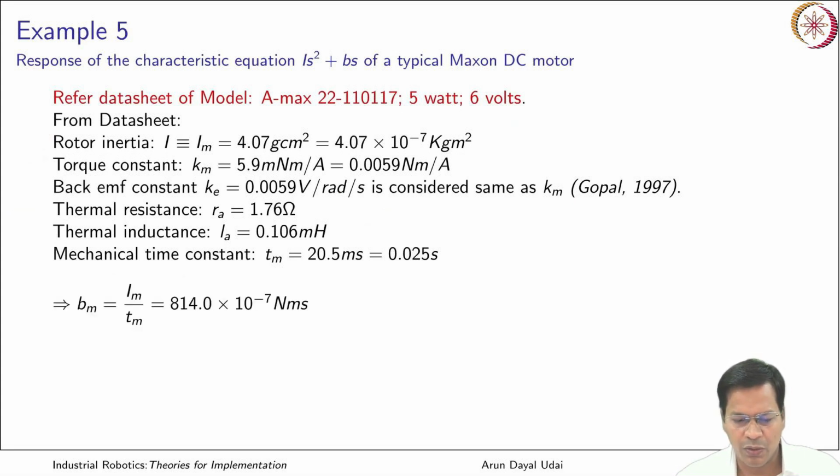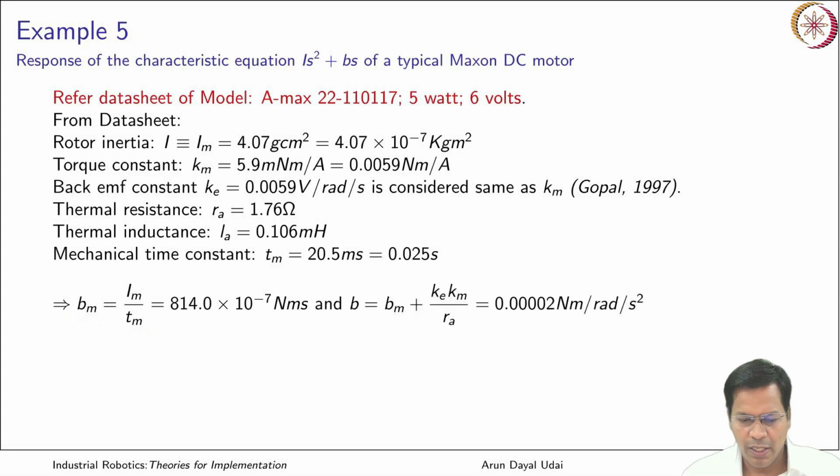So now let me use this. Bm is nothing but Im by the mechanical time constant, since time constant is I by B, you know that. So you can obtain Bm, the equivalent damping, and total B will be Bm plus Ke Km by Ra. That is what you have derived just now. So Ke and Km are here, and resistance is known. So the total viscous coefficient is here.